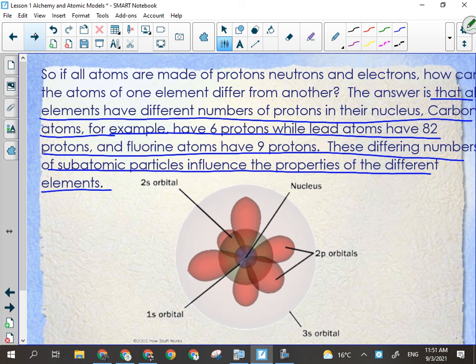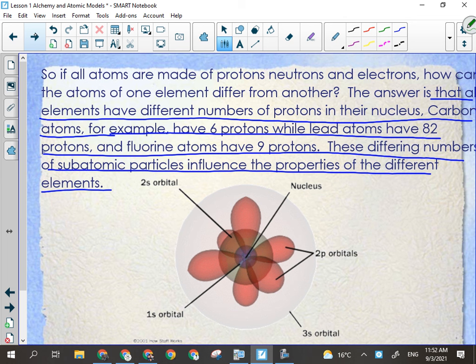They could actually be found in these things called orbitals, which are energy levels that electrons can be in. So you've got the nucleus here in the center, and then you've got your first orbital, which is called 1s. That would be the lowest energy. It's kind of a sphere around the nucleus. Then you've got your 2s orbital, which is a larger sphere around the nucleus.